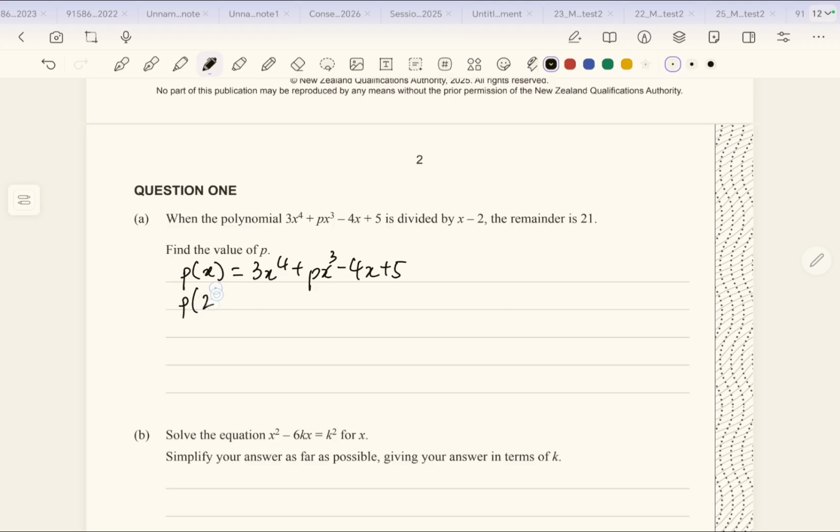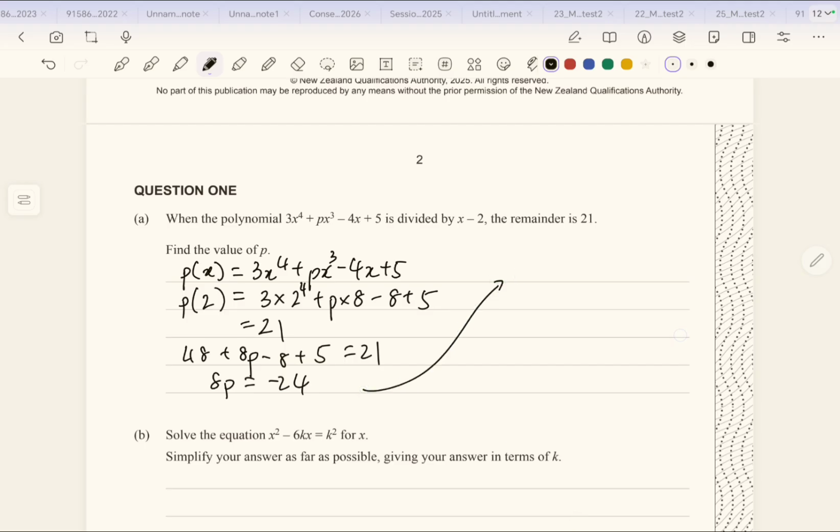So we have p of 2 equals 3 times 2 to the 4 plus p times 8 minus 8 plus 5, and this equals 21. Now, this is just a linear equation to solve. We have 48 plus 8p minus 8 plus 5 equals 21, and we have 8p equals negative 24. Hence, p equals negative 3. And there you go. This will give you a U mark. Very nice.